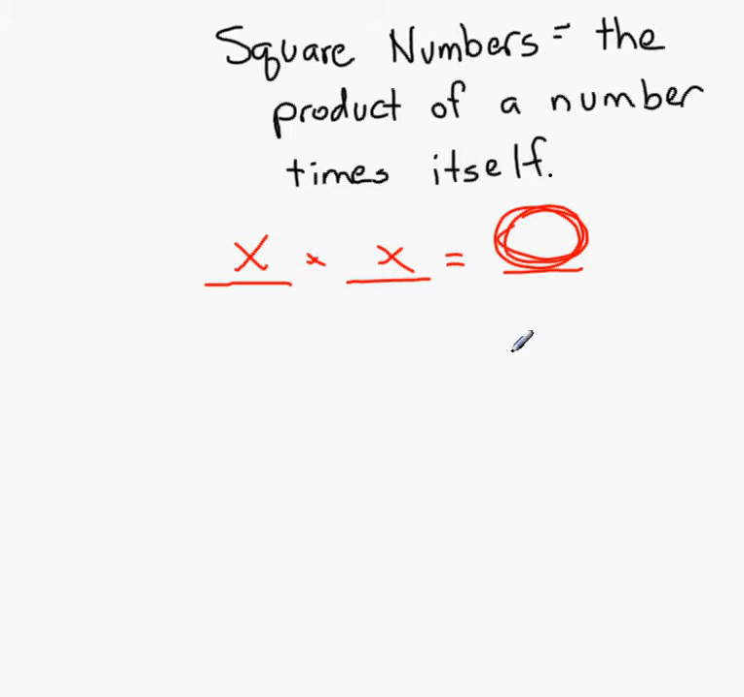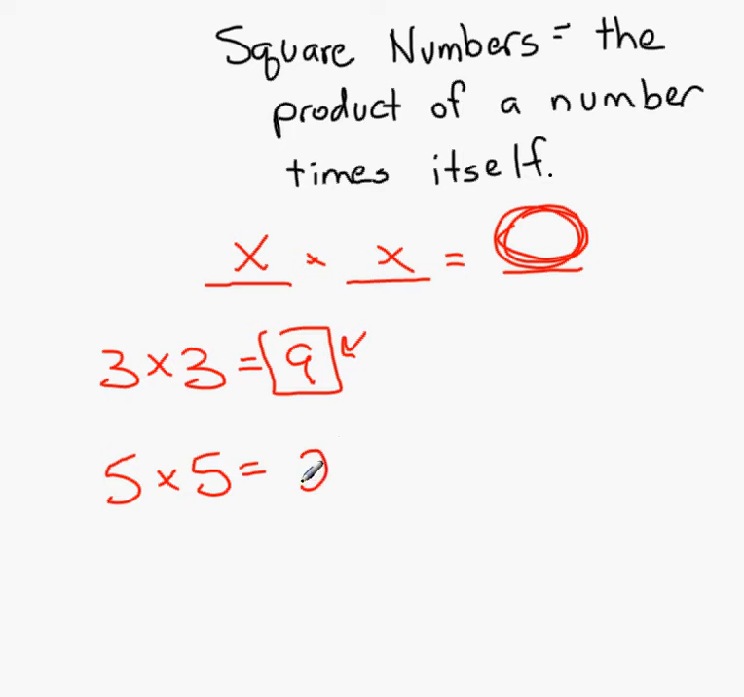So you can look at some very simple ones. You pick a number less than 10, for example, 3. 3 times 3 is 9. 9 is a square number because it's a number times itself. 5 times 5 equals 25. 25 is a square number because it's a number times itself. So that's what we're looking at here. We're talking about square numbers.